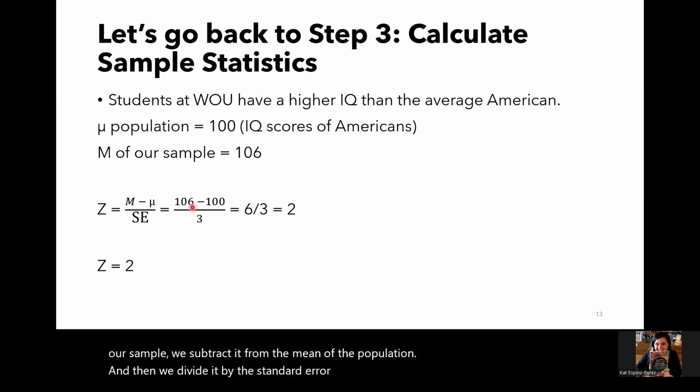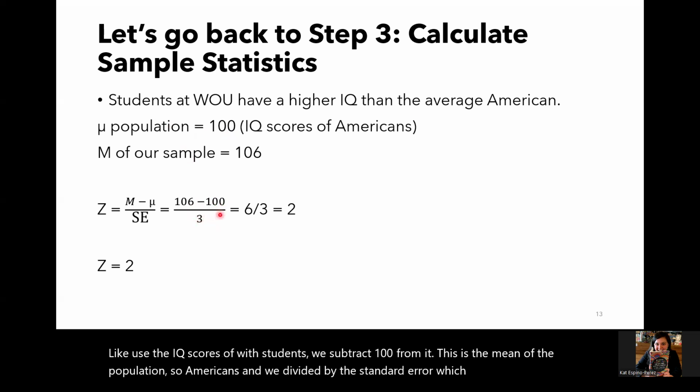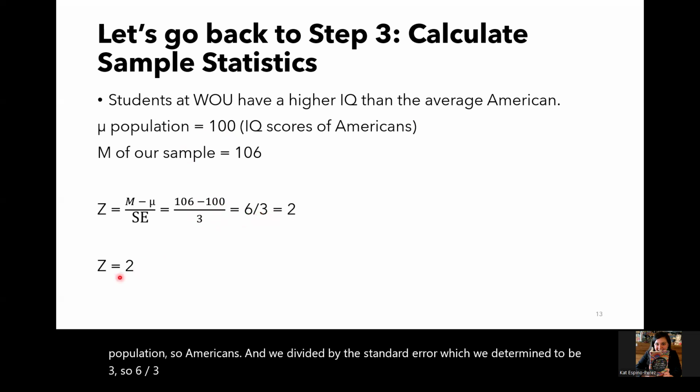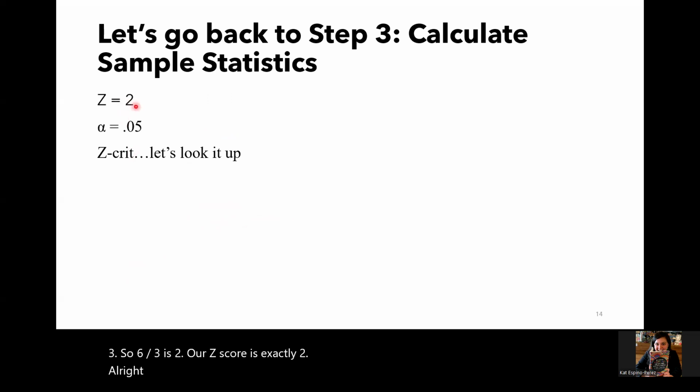So we take 106, the IQ scores of WU students, we subtract 100 from it. This is the mean of the population, so Americans, and we divide it by the standard error, which we determined to be 3. So 6 divided by 3 is 2. Our Z-score is exactly 2. All right, so we got a Z-score of 2.